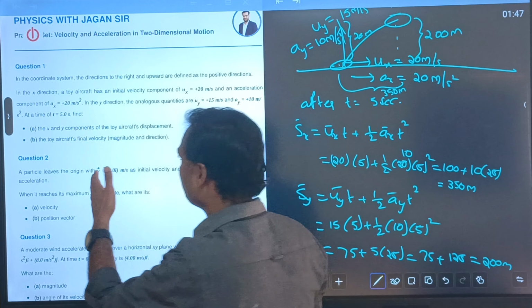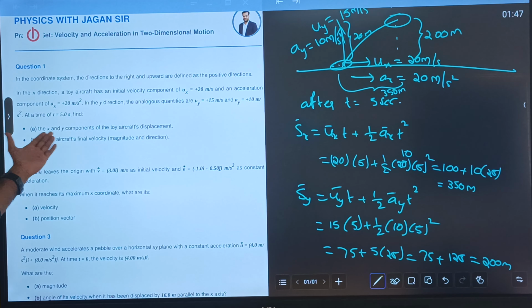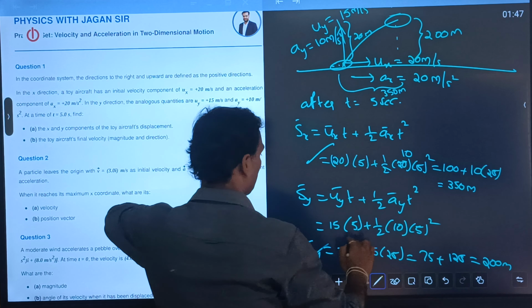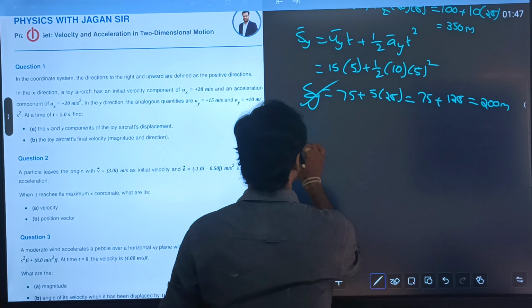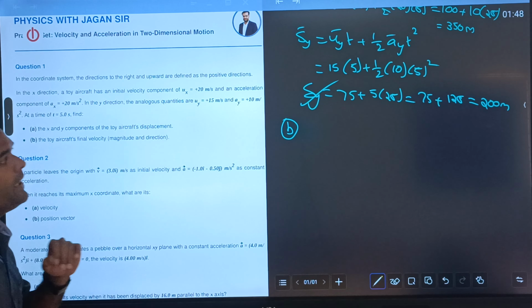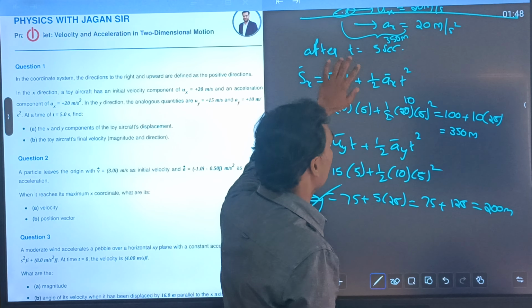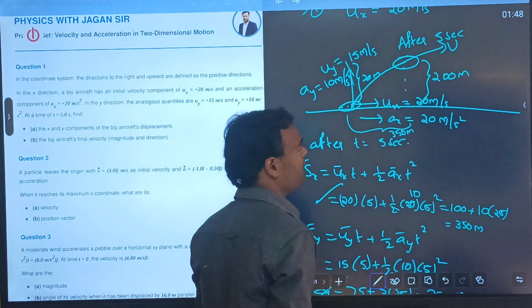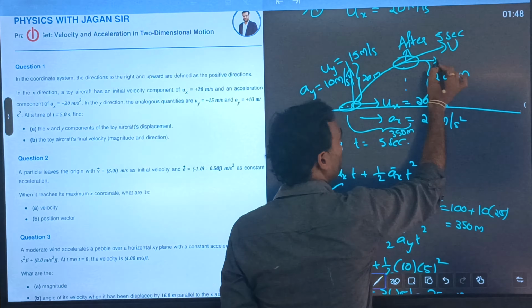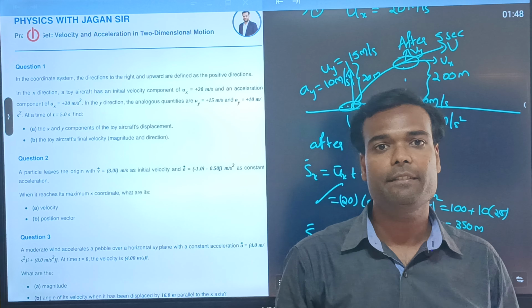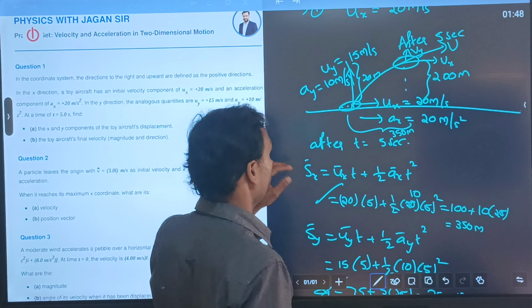Then next, they are asking us to find the x and y components of the aircraft displacement. These are the x and y components. Very good. Then part B of the question is about the toy aircraft's final velocity. That means what will be the velocity at this point? At this point, V is the velocity, which has two components, Vx and Vy.